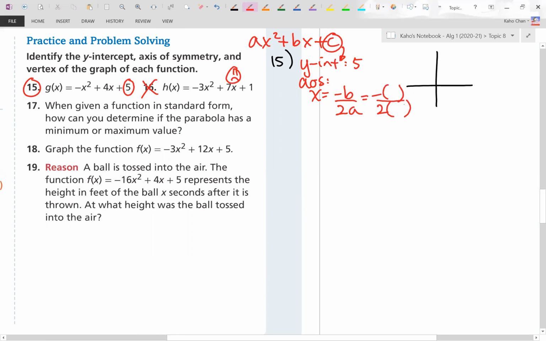B, in this case, is 4. A is the number in front of x squared. That's -1. Okay, you guys see that negative sign? That's -1. -4 over 2 times -1 is -4 over -2. -4 over -2 is +2. Ladies and gentlemen, that is your axis of symmetry.